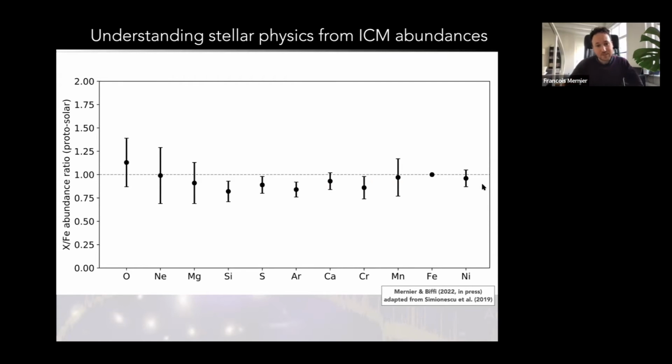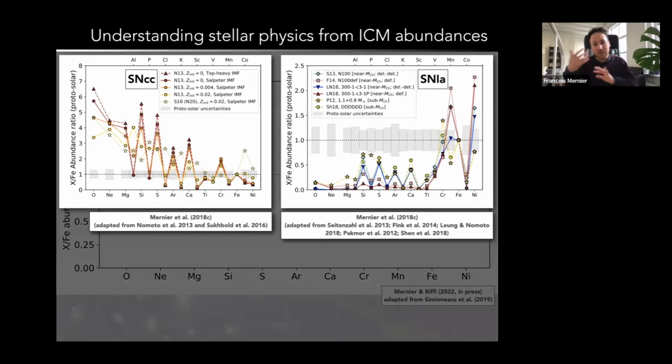And if you remember what I said in the introduction, if you just take type 1a and core collapse models and compare them to some type 1a or some core collapse, you can actually hope to constrain the physics or the nature of the progenitors. Of course, it's difficult to do with individual type 1as and core collapse supernovae.